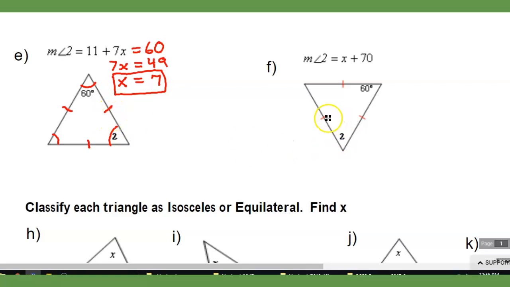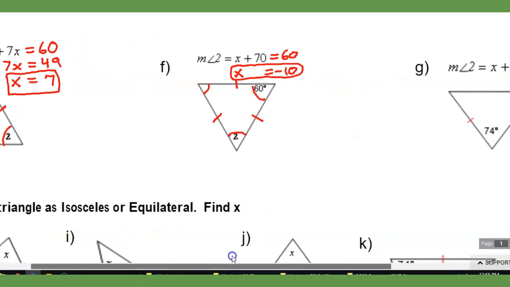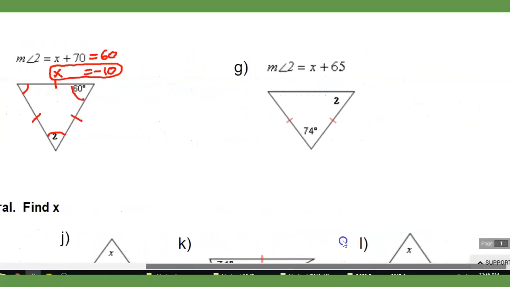Okay, F, same idea, nothing different here, just more practice. If it's equilateral, it's equal angular. All these are congruent. Angle 2 is equal to 60. Therefore, x again will be -10. A few more. Throw in some algebra at some point.